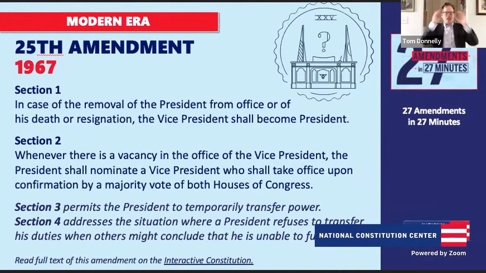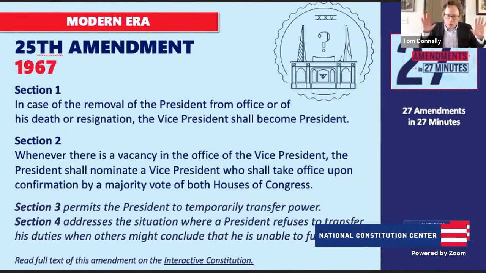So it's 1967, the 25th Amendment. It deals with the issue of presidential succession and incapacity. Part of what's arising here is that people are starting to think seriously about this after the assassination of John F. Kennedy in 1963. The 25th Amendment deals with these problems in a few different ways.